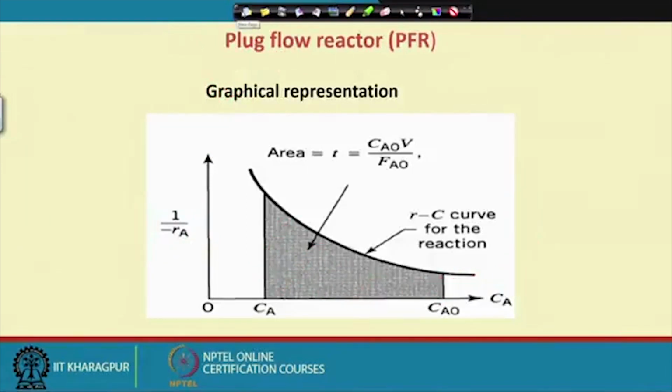Now, I have one observation here because I want to share with you. What is this situation? You try to think over that. As the substrate concentration decreases, 1 by R A increases. 1 by R A increases means that R A decreases. Imagine the situation in the reactor: when the substrate concentration decreases, the rate of reaction also decreases. Why does it happen? It only happens when there is a product formation.